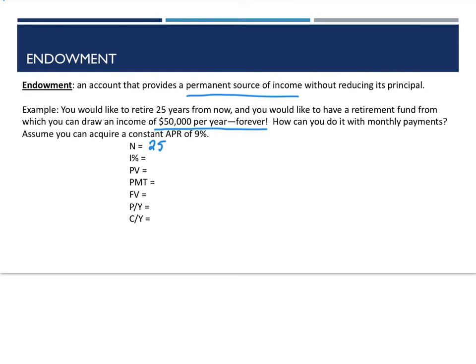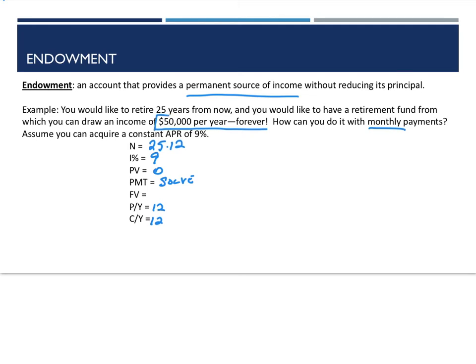Okay, let's talk about that in a minute. We want to make monthly payments, as it says, monthly payments. So that goes, remember, 3 places. We got an APR of 9%. Since we want to make payments, we're not going to start with any lump sum. We're going to solve for how much our payments need to be. And it's the future value that we've got to think about.